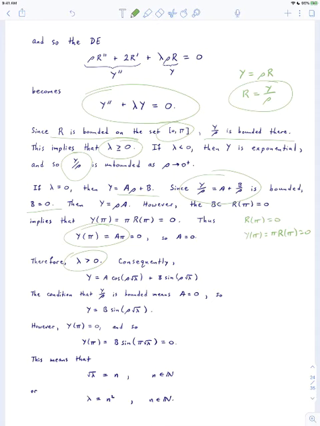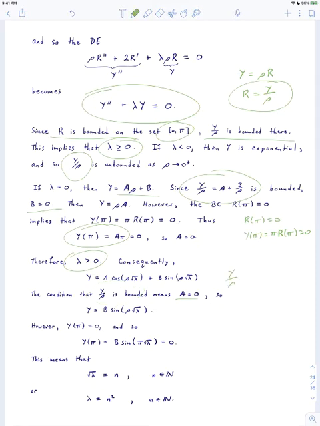Consequently, we have that y is equal to an arbitrary linear combination of cosines and sines. So y is equal to a times cosine of rho times the square root of lambda plus b times sine evaluated at rho times the square root of lambda. Now again, we're looking at the condition that y over rho is a bounded function. So y over rho is bounded. Well, what does that tell you? Well, that tells you that a has to be equal to 0, because otherwise, it's just like with the exponentials.